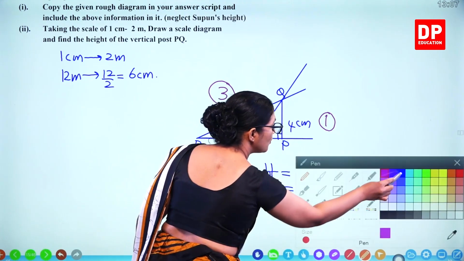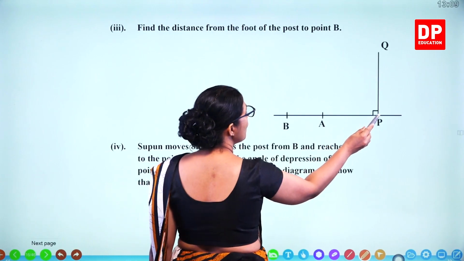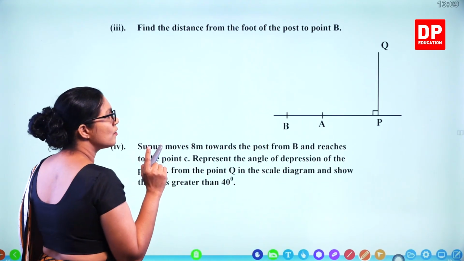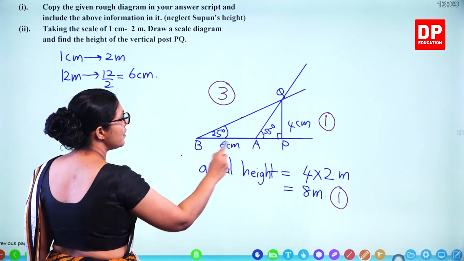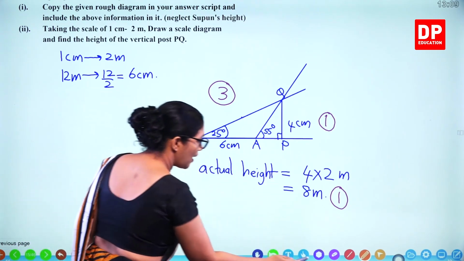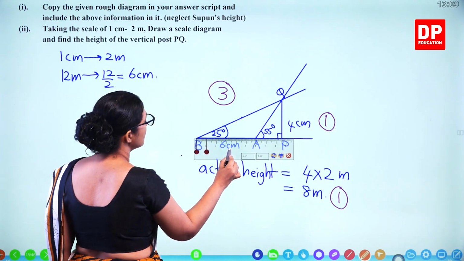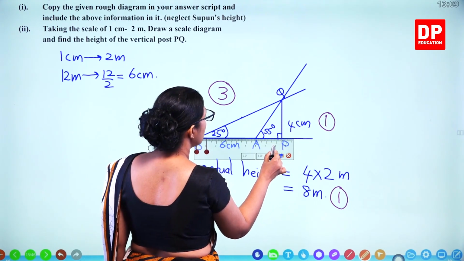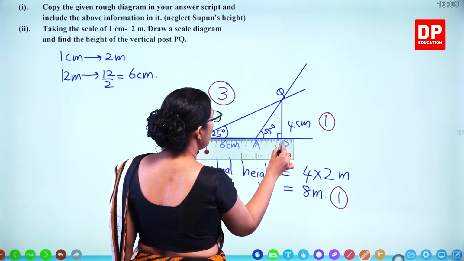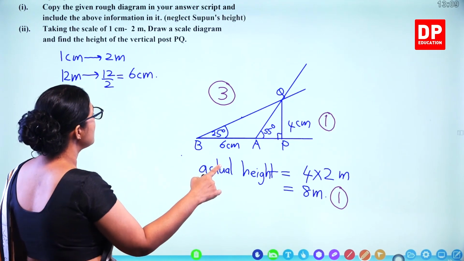Let's do the second part now. So the third part, find the distance from the foot of the post to the point B. Foot of the post to point B, this whole length. So we can use the scale diagram for that. So this whole distance. So this is 6 and we can find out using the ruler. 8.5 is the whole thing.